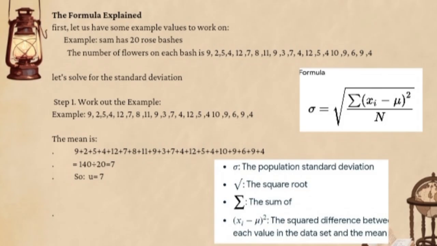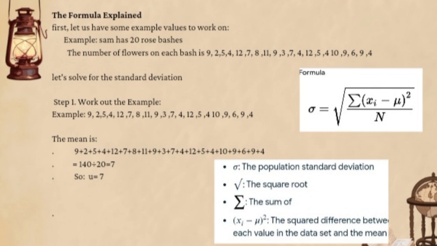So, paano nga ba natin malalaman ang sagot or ano nga ba ang formula ng isang standard deviation? Makikita nyo dyan sa gilid ang formula ng standard deviation. Sa bawat symbols ng formula ay may ibig sabihin. Una is the population standard deviation and the square root, the sum of, and the square difference between each value in the data set and the mean. Kung titingnan nyo sa ating libro ay makikita nyo ang example dyan.